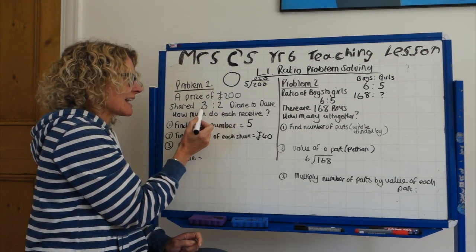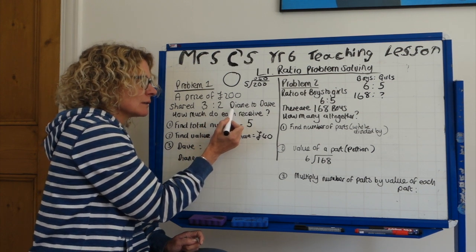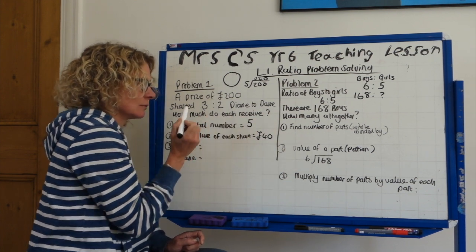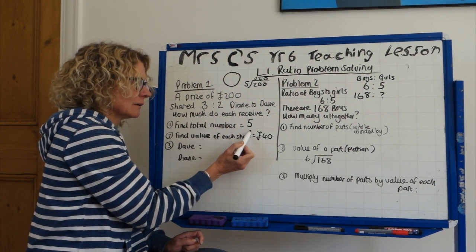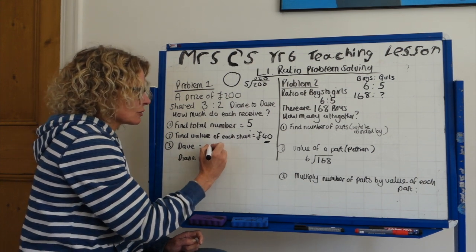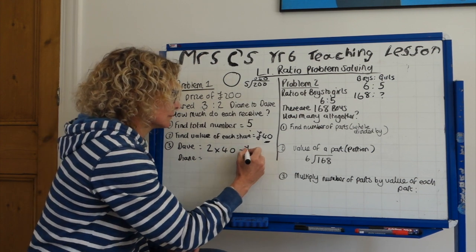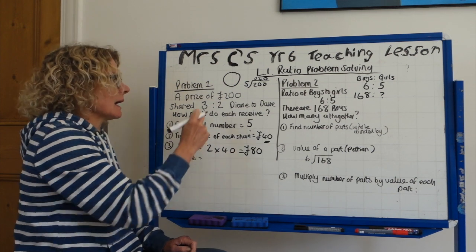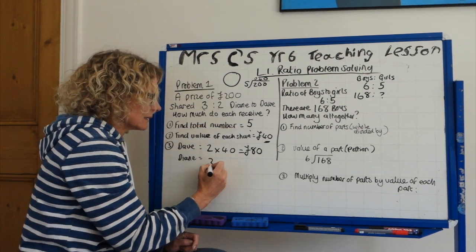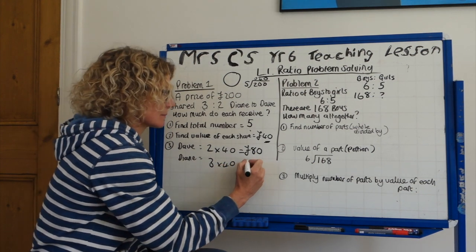So Diana is getting 3 of those shares compared to Dave, because remember, Diana is the first one in the ratio to Dave. It always reads across, Diana to Dave, 3 to 2. So Diana's getting 3 of the portions and Dave is getting 2. So Dave first, 2 of the portions of £40. Do you agree? And Diana now is getting 3 of the 40. 3 times 4 is, you worked it out?